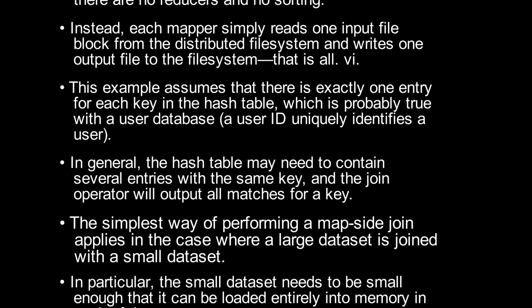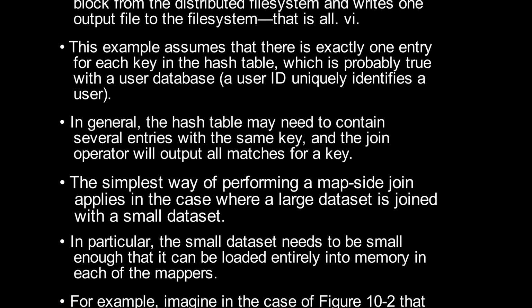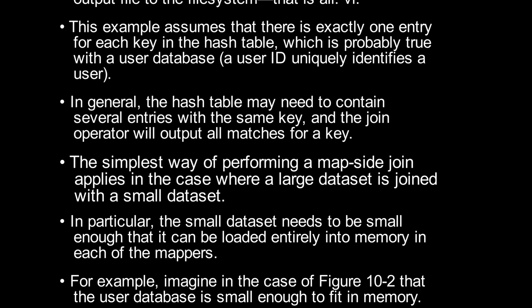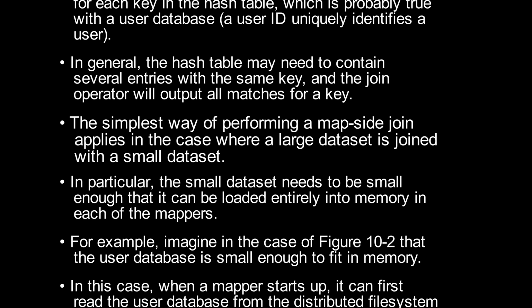The simplest way of performing a map-side join applies in the case where a large dataset is joined with a small dataset. In particular, the small dataset needs to be small enough that it can be loaded entirely into memory in each of the mappers.